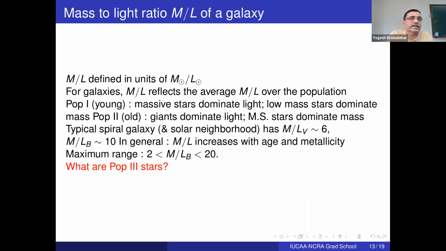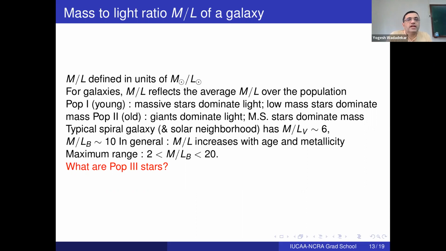So in the typical spiral galaxy, which means Milky Way-like galaxies, and within the solar neighborhood, we have a mass to light ratio of 6. The suffix V indicates that the luminosity is measured in the V band. It is very hard for us to measure the bolometric luminosity of galaxies. So typically we make a proxy and we measure only the luminosity in a particular filter in a particular wave band. It can vary if you change the filter. So if you use the luminosity in the B band, the same number comes out as 10 in the solar neighborhood.